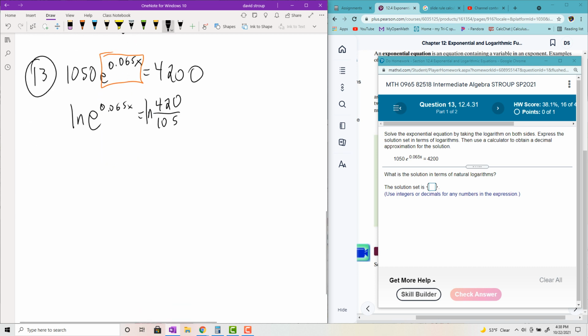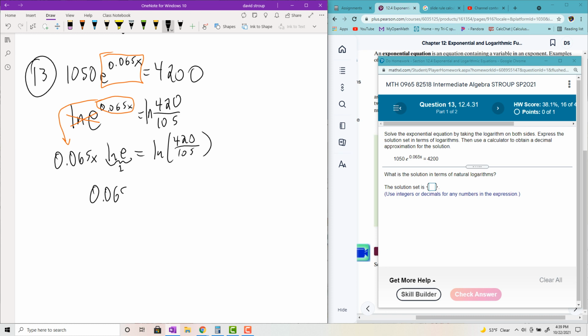On the left, you can bring the 0.065 down in front, and you just have ln of e. On the right, ln of 420 all over 105. Ln of e, what is that? It's just 1, right? So again, the natural log and the natural exponential are natural enemies. They'll just cancel out, and what you end up with is just the exponent. So you just have 0.065x equals ln of 420 all over 105.